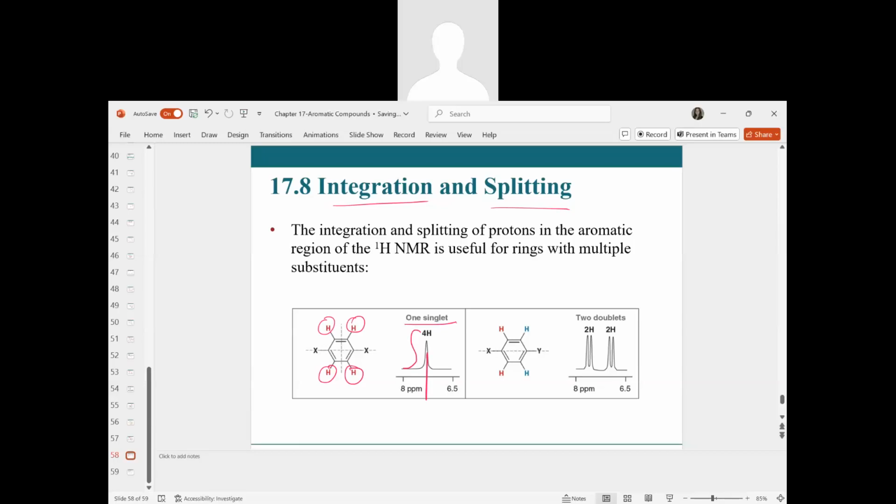Then we see 2 doublets somewhere between 6.5 and 8 when we have, again, a di-substituted benzene ring, but we would have 2 different types of protons that appear in our signal. So we would have our red protons show up as one signal and our blue as another, and that would produce 2 doublets.